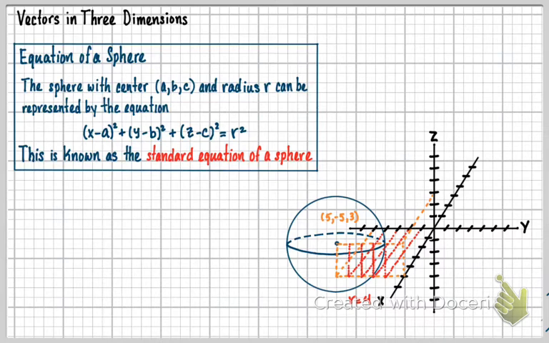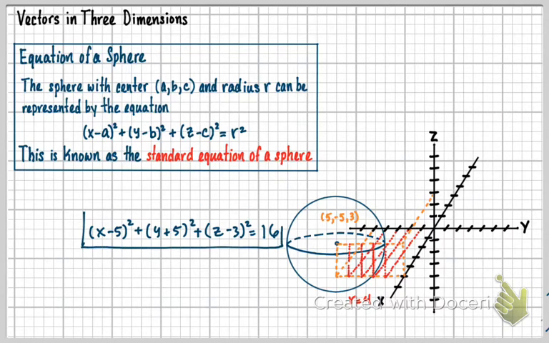So that's going to be (x - 5)² + (y - (-5))², so I'm going to say (y + 5)² + (z - 3)² = 4², which is 16. So this would be the equation of this specific sphere. Now that's one way to use this equation.